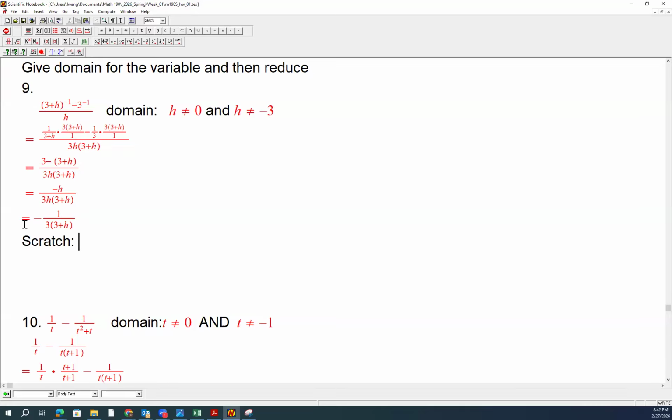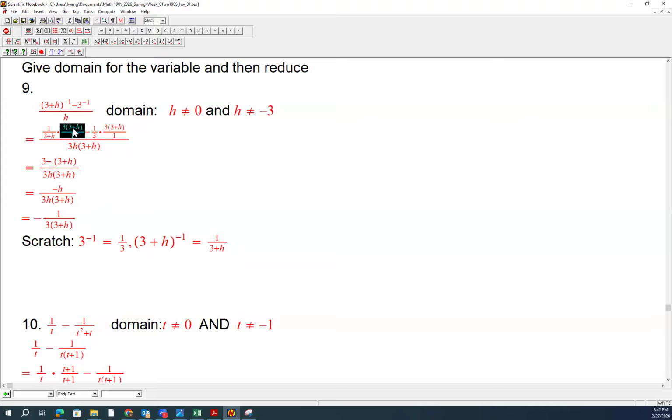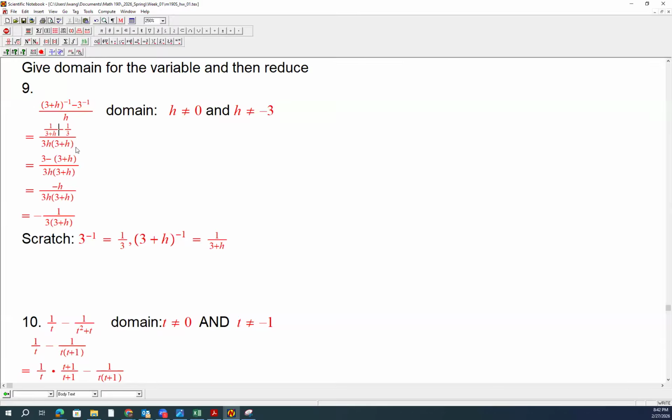Just to explain some stuff. 3 to the power of -1 is equal to 1/3. And 3 plus h to the power of -1 is equal to 1 over 3 plus h. Okay? So when we write them as, okay, so let me remove this. Let me remove this. And also the 3 times.